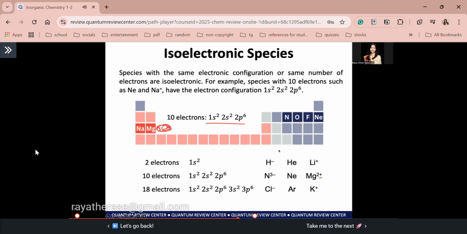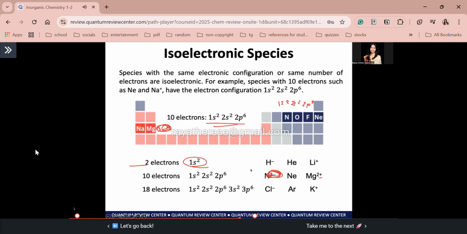Okay? Next, for nitride ion naman, so si nitrogen kasi, its electron config is 1s2, 2s2, 2p3. Now, nitride ion has a negative 3 charge. So, it gains 3 electrons. So, plus 3 tayo dito sa valence orbital ni nitrogen. So, 3 plus 3, 6. Kaya magiging electron configuration ni nitride ion is 1s2, 2s2, 2p6, which is the same as the neon atom and the sodium cation.